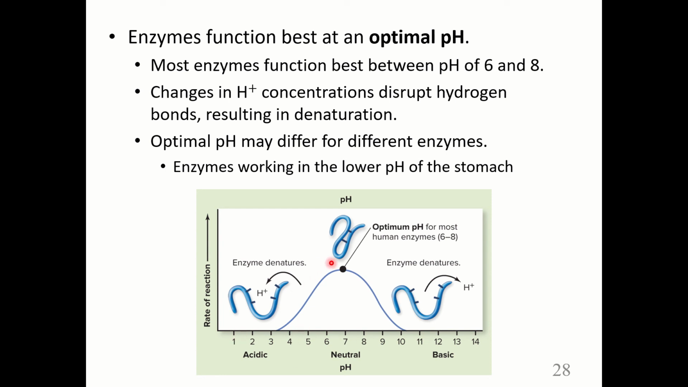This illustration shows the bell curve of pH. So here we see that the optimum pH for most human enzymes is around 6 to 8. So it straddles that neutral range. We can be slightly acidic or slightly alkaline. However, if we get too acidic, the hydrogen ions of the acid will break apart the hydrogen bonds, denaturing our protein. If our pH is too basic, we will lose hydrogen ions from our proteins, and that will also disrupt bonds and cause our protein to denature.